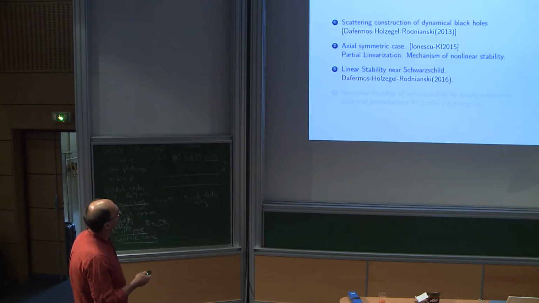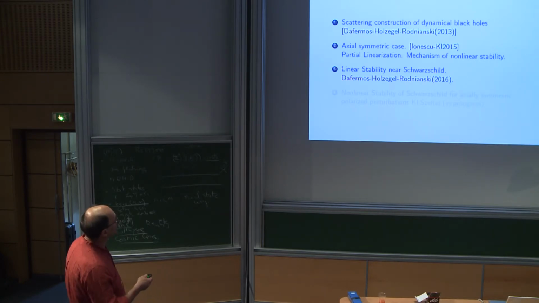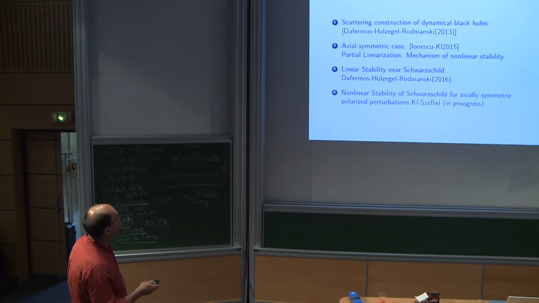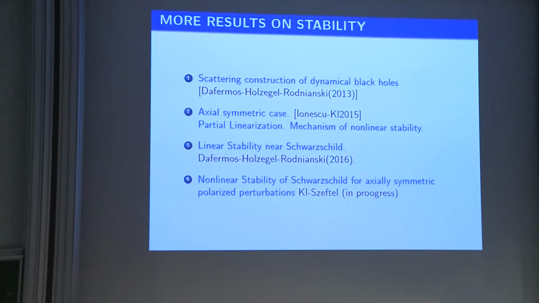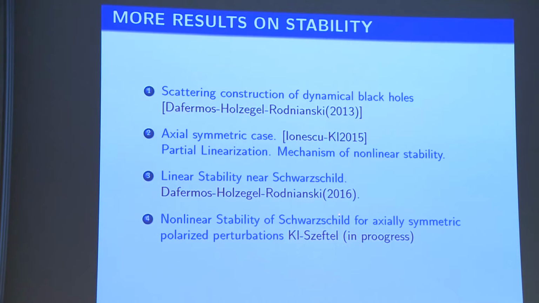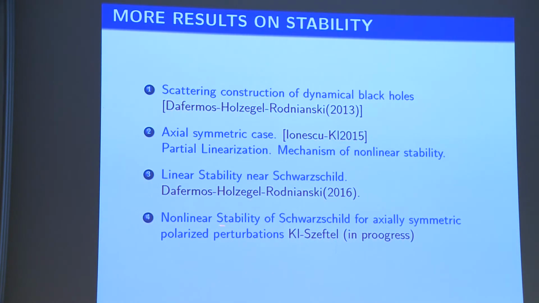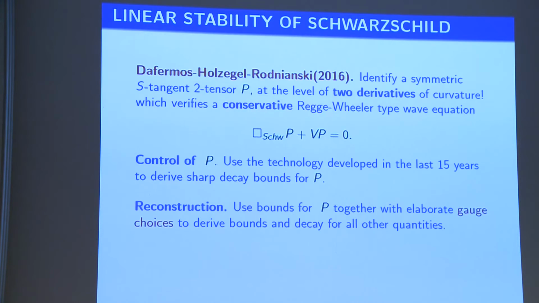Then there is a remarkable result of Dafermos, Holzegel, and Rodnianski, which has just appeared at the beginning of the year, which is linear stability near Schwarzschild. And finally, work in progress of Klainerman and myself on the nonlinear stability of Schwarzschild. I mean, we are trying our luck with a full nonlinear stability for axially symmetric polarized perturbations. So in terms of linear stability, of course, linear stability also plays a role here, but the linear stability in our case will be sort of a subset of this. But we are trying our luck with a full nonlinear problem.